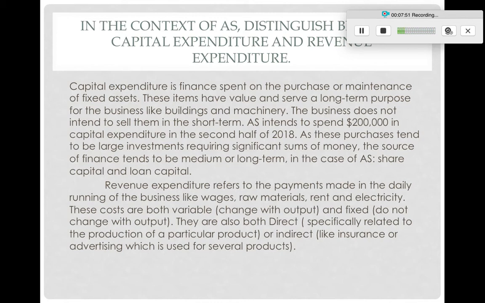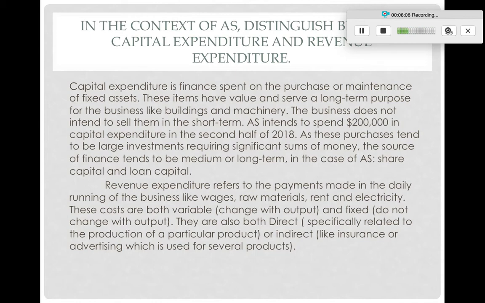AS intends to spend $200,000 in capital expenditure in its second half of 2018. As these purchases tend to be large investments requiring significant sums of money, the source of finance tends to be medium or long term. In the case of AS, share and loan capital.